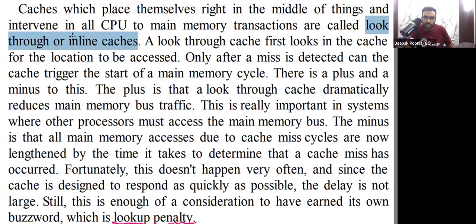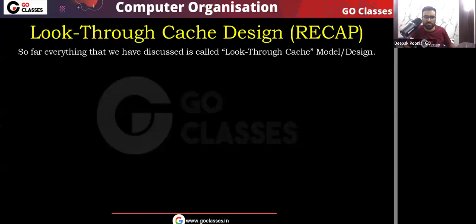So you can see when you use this look through cache, this is also called inline cache. Another name for look through cache is inline cache. So when we use look through cache, then for every memory access, whether the data is available in the cache or not, for every memory access we have to look in the cache memory. Okay, so that is one thing. But remember, the memory traffic will be reduced, as I told you, because if the hit rate is 90%, then 90% of the time the CPU will not even access the main memory. So main memory is free. So there is no main memory bus traffic, or reduced main memory bus traffic. Okay, I hope you understood.